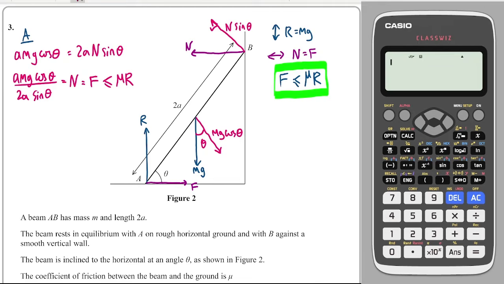So simplifying down, I can cancel the a's here. I'll have a 1/2 mg, cos over sine is cot, and that will be less than or equal to mu r, and r we know is mg from our first equation we wrote in the top right. So dividing through, I will get 1/2 cot theta is less than or equal to mu, which is as required in the question.